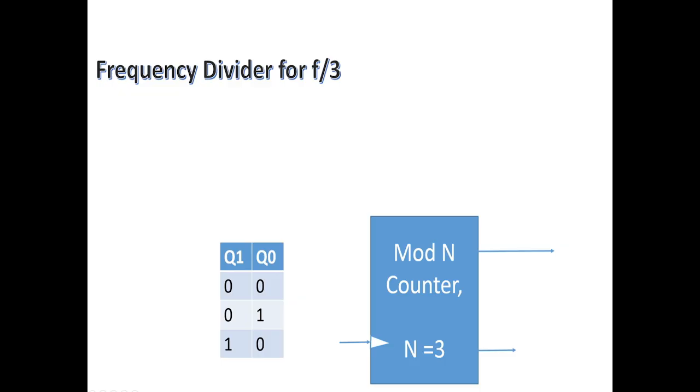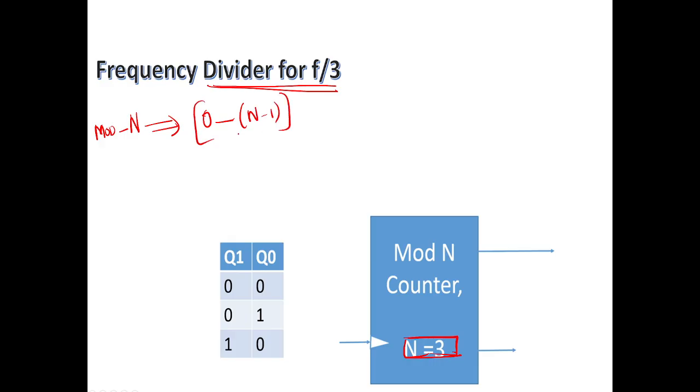Next, in order to get a 50% duty cycle, what do I need to do? Here I am using a mod n counter, with n equal to 3. If it is a mod n counter, from where to where will it count? 0 to n minus 1, no?